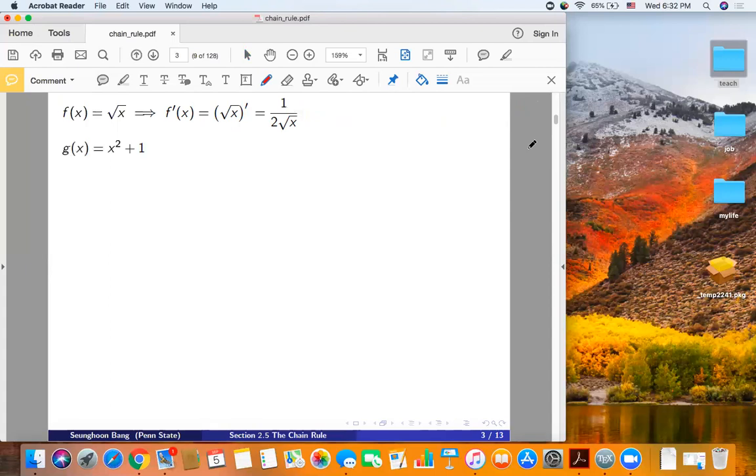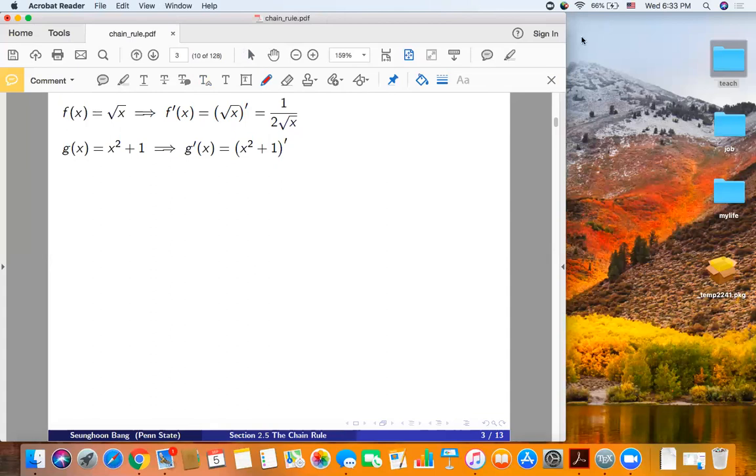So we have it. g of x equals x squared plus 1. What is g prime of x? Do you know what g prime of x is? Could you write your answer on the chatting board? What is x squared plus 1 prime? What do you think? Could you write the answer of g prime of x on the chatting board, please? Do you have any idea?